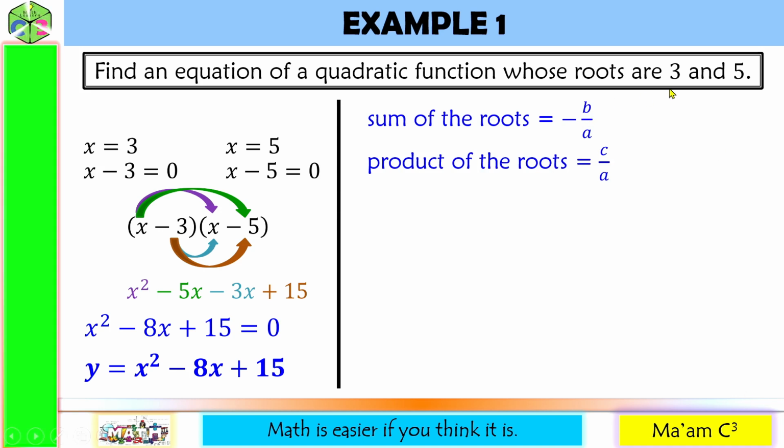I'll determine first the sum of the roots. So I have 3 and 5. This will give me 8. While the product of the roots is 3 times 5, and this will give me 15.